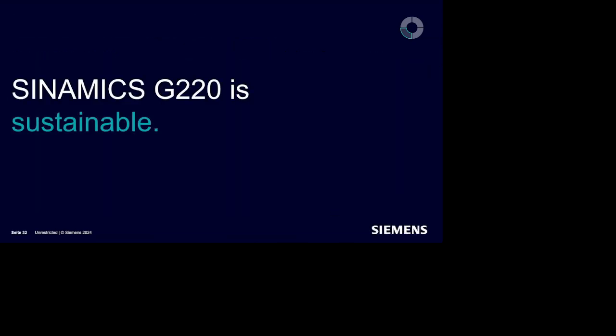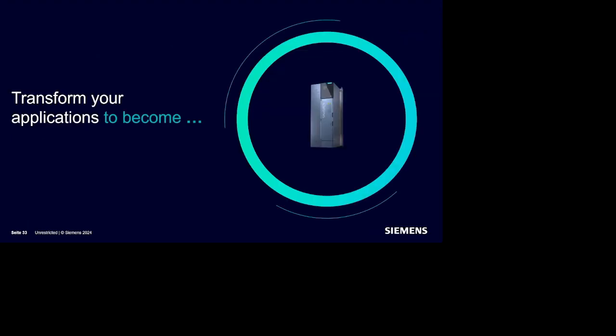So for all of this, we say that Sinamics G220 is sustainable. So just take away: we can shorten engineering effort and accelerate time to market thanks to the digitalization. We can, of course, protect the personnel and machines and processes with safety and security integrated functions, also in harsh environments, inside the cabinet with the IP20 and outside the cabinet with the IP55.